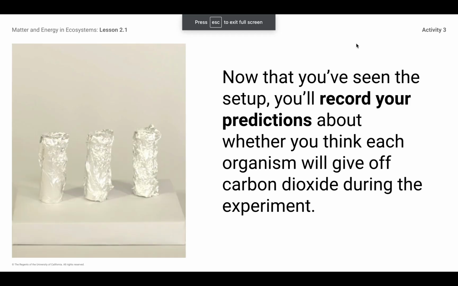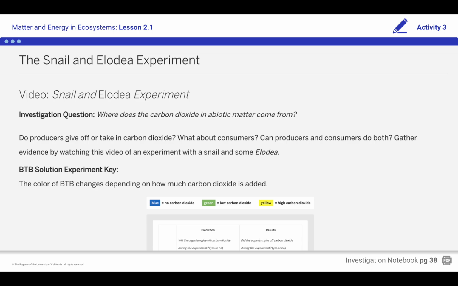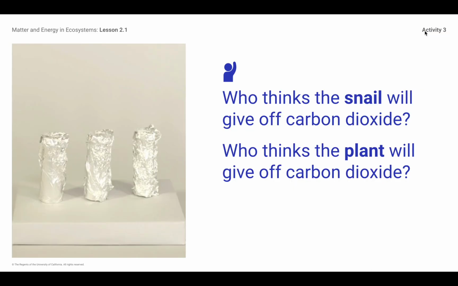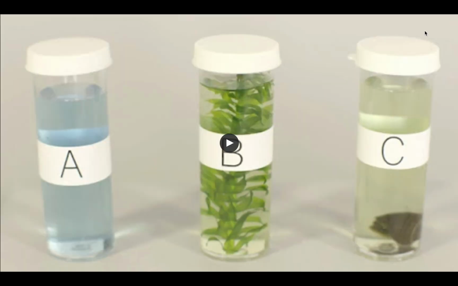And then we discussed that we've seen the setup. I want you to record your predictions about whether you think each organism will give off carbon dioxide during the experiment. Remember, we're not trying to determine whether they take in carbon dioxide. We're trying to see if they actually give off carbon dioxide. So go ahead and complete that. That's activity number 3. And then we just talked about that in class.